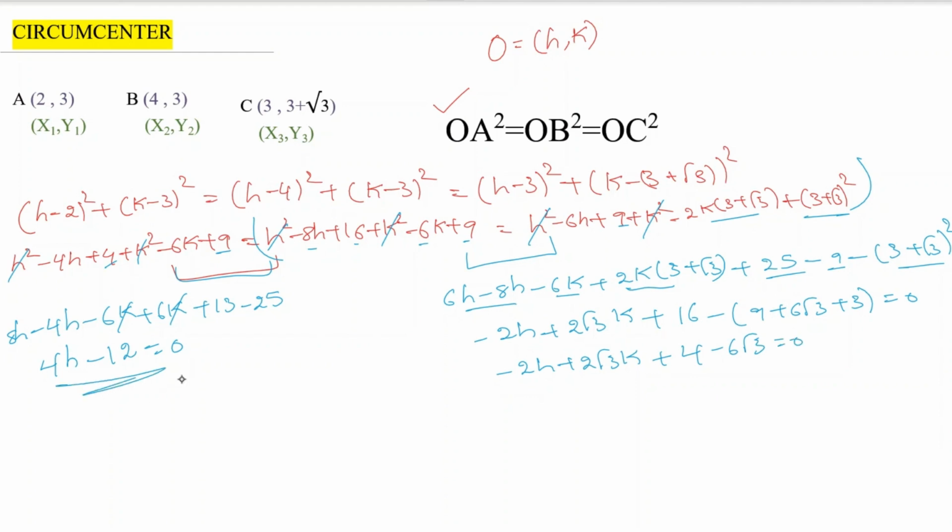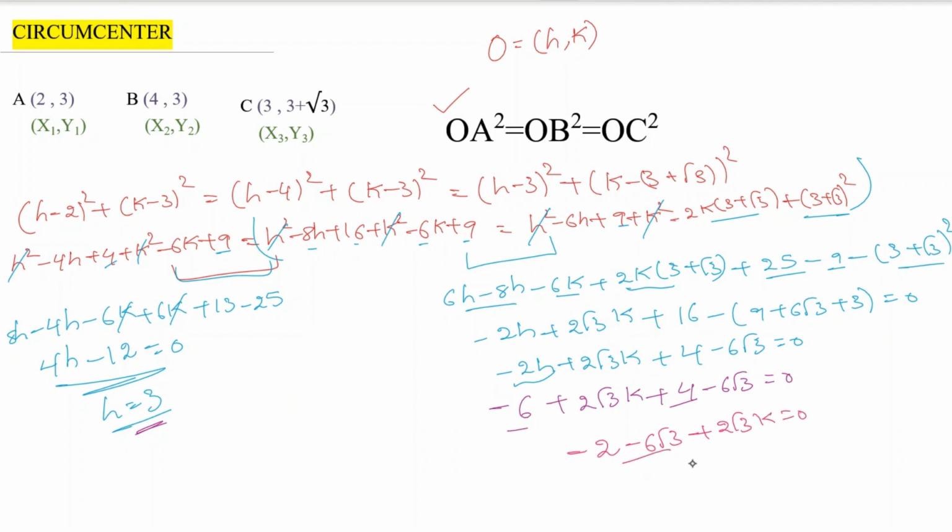Now coming to this part, if we simplify this, it will give h is equal to 3, and place that h is equal to 3 in this. 2 into h, 2 into 3 is 6, minus 6 plus 2 root 3k plus 4 minus 6 root 3 is equal to 0. Minus 6 plus 4 is minus 2, minus 6 root 3 plus 2 root 3k equal to 0. Take these two things to the other side, then we'll have 2 root 3k is equal to 2 plus 6 root 3.